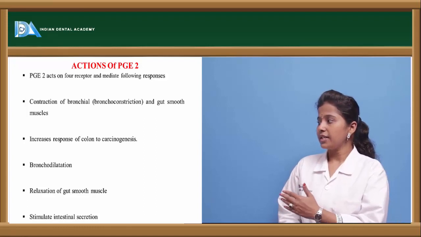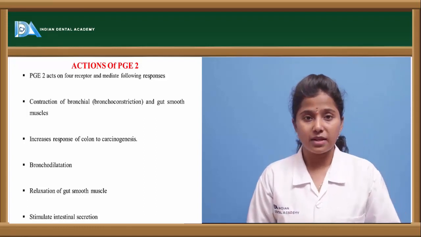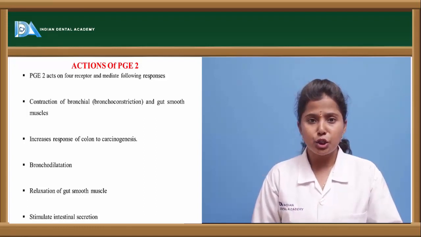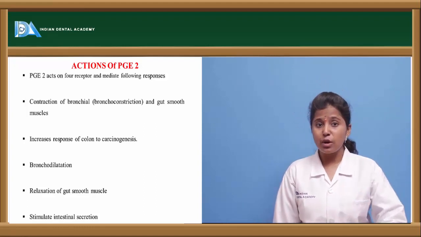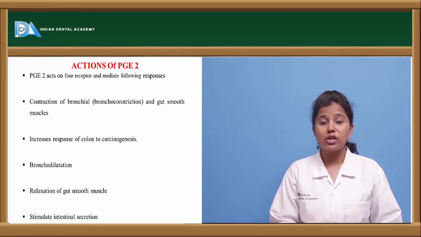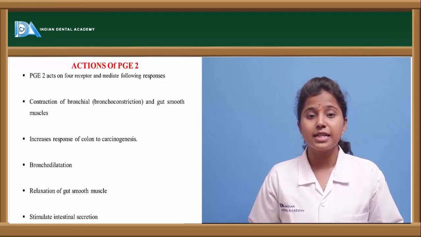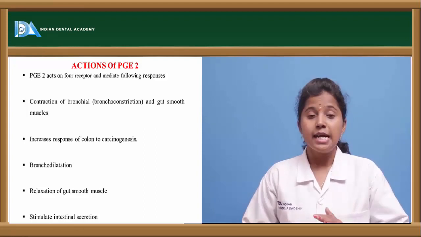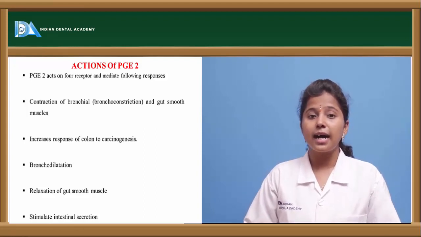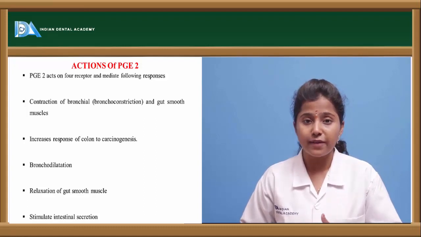Like the first thing is the contraction of bronchial muscle. When these PGE2 act on the bronchial tissue, they cause bronchoconstriction. In the sense, it constricts the bronchial smooth muscle. That is the reason these prostanoids are contraindicated in the condition of asthma.